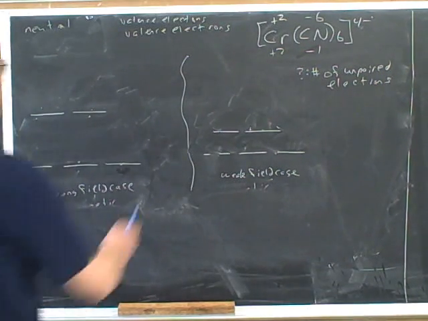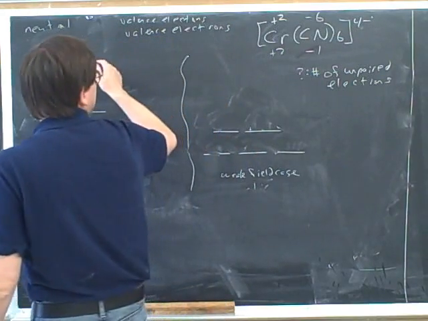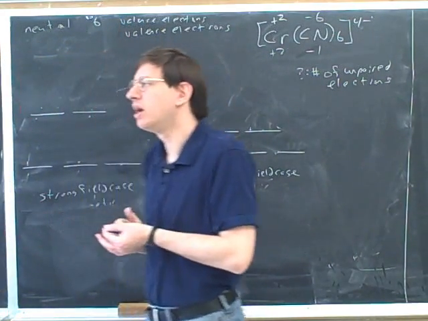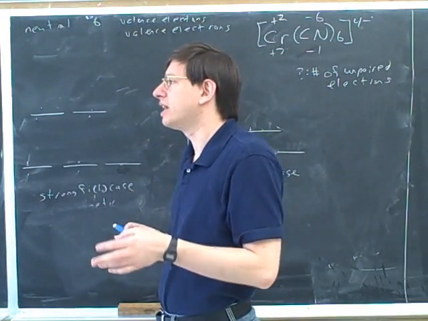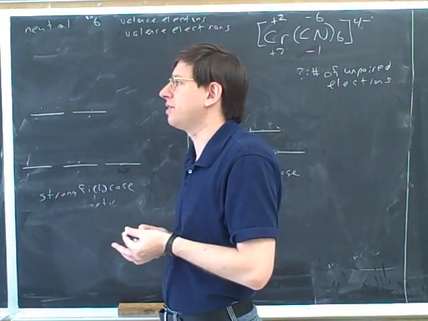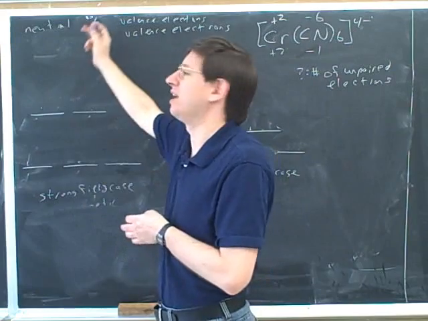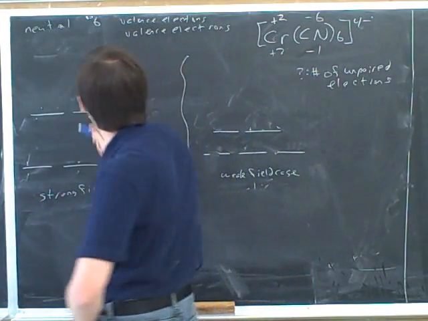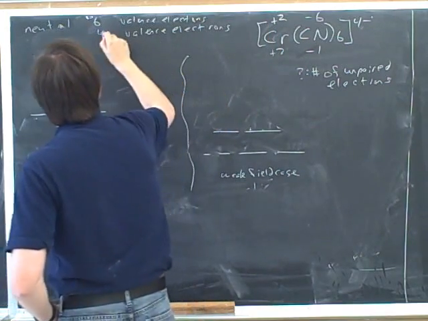So you found the oxidation number. Now neutral chromium has 6 valence electrons because it's in the 6th column. It's good that you're avoiding a common mistake. A common mistake is to only count the D columns, but we need to count the S and the D columns here. So there's 6. But then if we take 2 away, there's only 4.